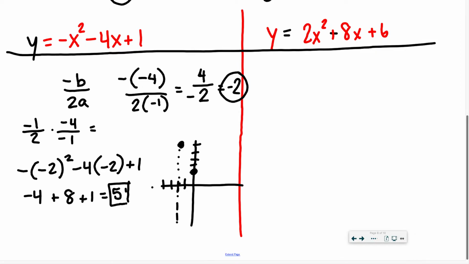Now that y-intercept is going to help us because if I know that (0, 1) is a coordinate, that means 2 units in the other direction of that line, I have another point because they're opposite each other. That would look like that.